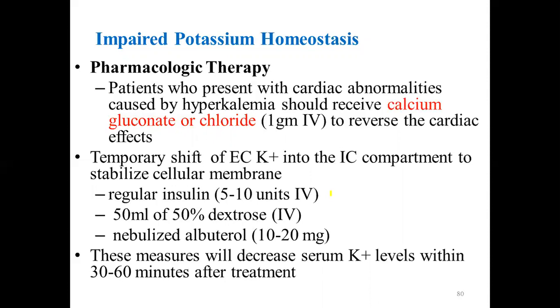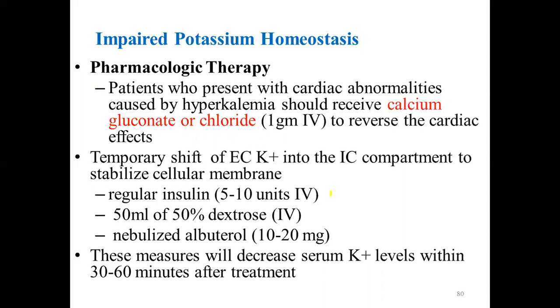So you just give calcium gluconate or calcium chloride, but mostly calcium gluconate is usually considered, and it is usually 1 gram intravenously, and it can be repeated depending on the patient's response, but mostly a single dose is sufficient. So the cardiac effects will be treated with calcium gluconate so that we can maintain myocardial stability. Then after that, the next strategy of treatment is shifting of potassium into the intracellular compartment.